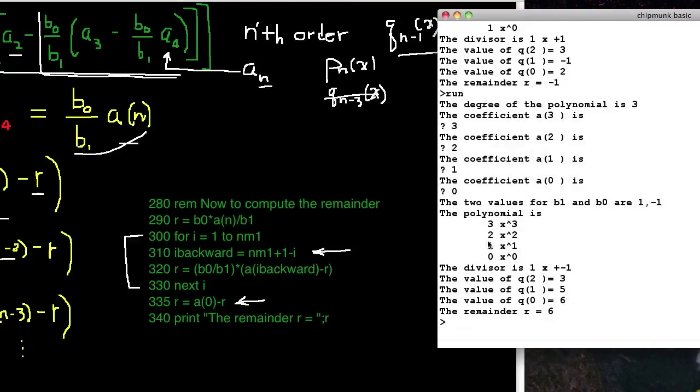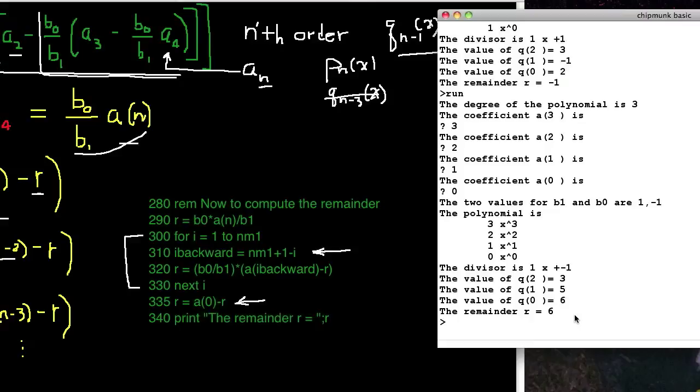It says, okay, this is my input polynomial, 3 times x cubed plus 2 times x squared plus 1 times x plus 0 for the constant. The divisor is x minus 1. And the value for my quotient polynomial is 3x squared plus 5x plus 6. And the remainder is 6.